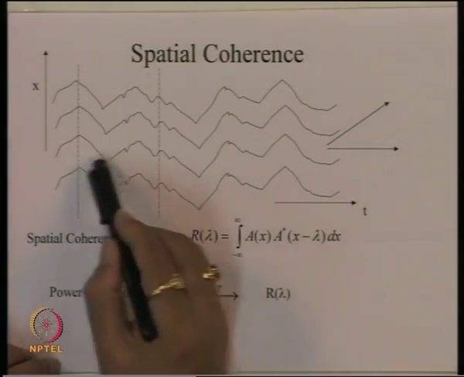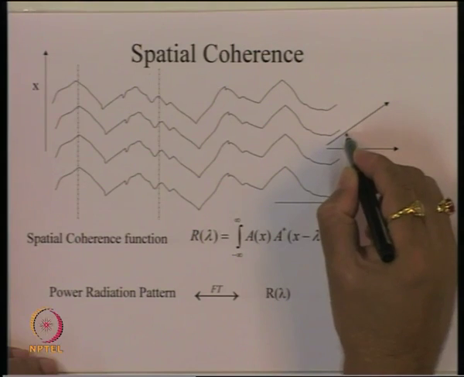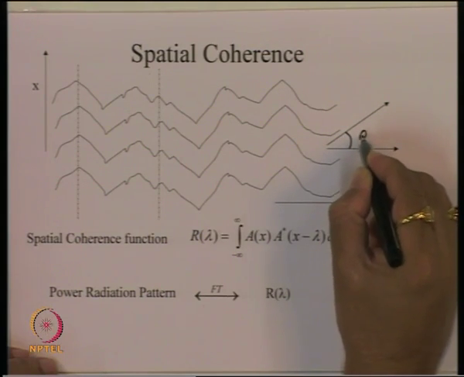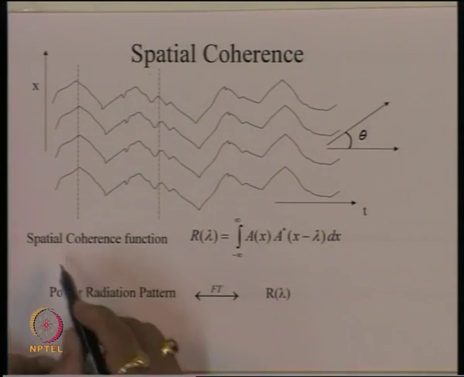Now, the radiation is moving in this direction. So, let us say if I consider any other direction at an angle theta with respect to this one, what one can show is that the power radiation pattern for this radiation has a Fourier transform relationship with the spatial coherence function.